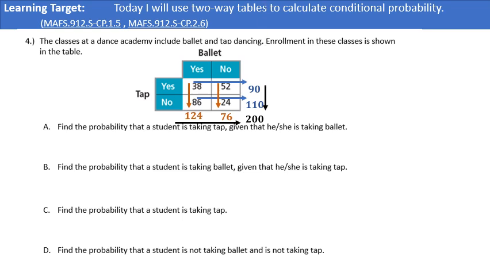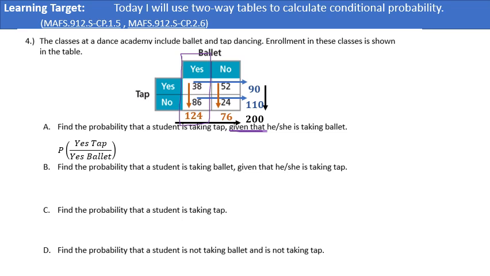Just double check. 90 plus 110 is also 200, so we're good. Does that make sense? Okay. Find the probability that a student is taking tap given that he or she is taking ballet. All right, so again, given that, did you see that big red flag? This means that our denominator is going to change to people that are taking ballet. That means yes to ballet, which means we're going to focus on just this column. So our denominator should be 124.